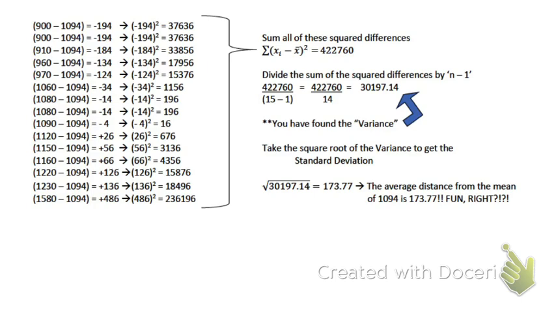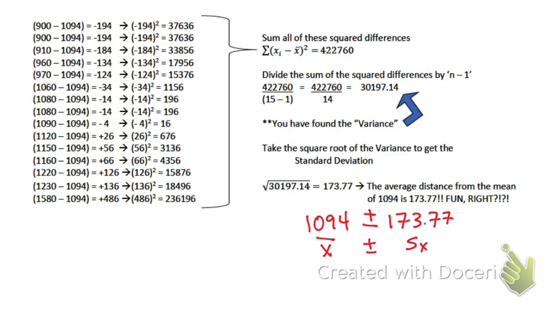So we add all these up and we get 422,760. It's a big number. And then we divide by 15 minus 1, because there were 15 data values, so 14. We get 30,197. We take the square root of that. We get 173.77. So on average, these kids had an average of 1094 for their SAT score, give or take, plus or minus 173.77. This is the plus or minus, the standard deviation.